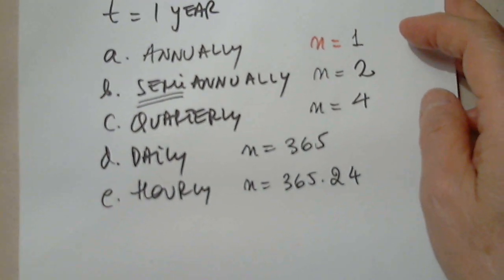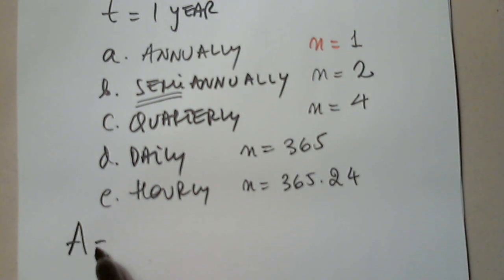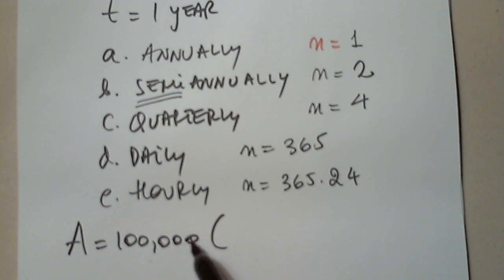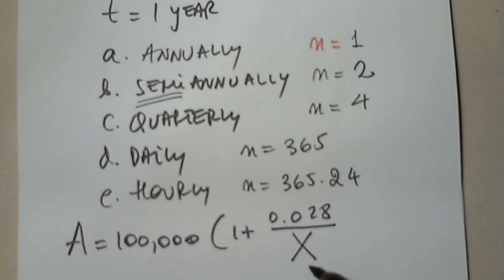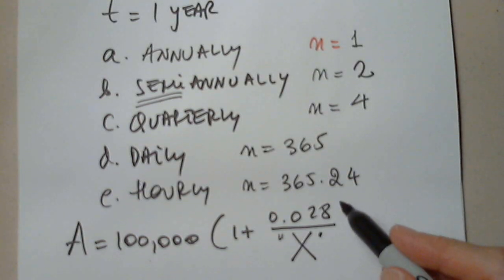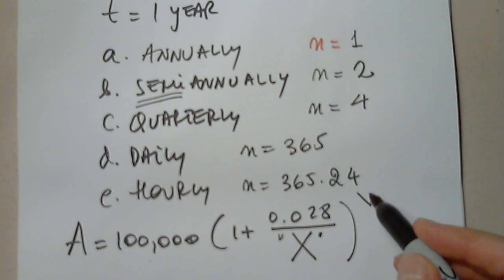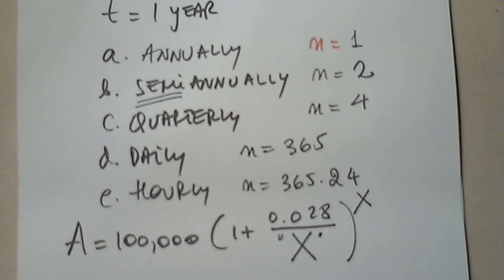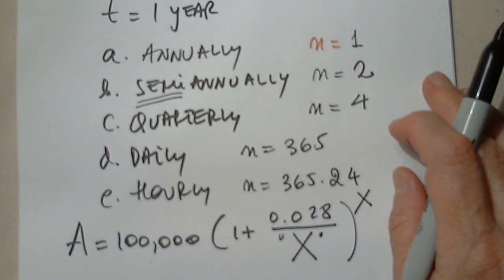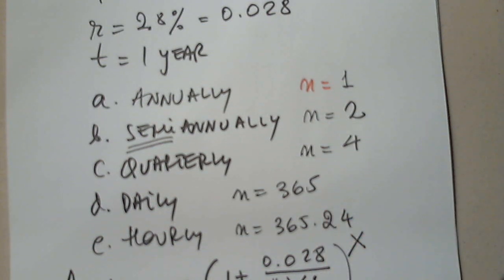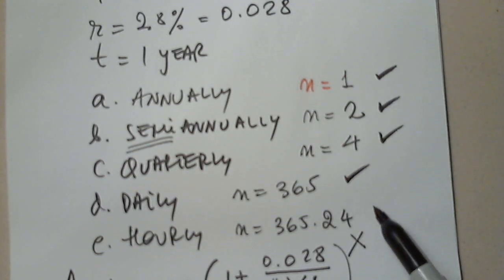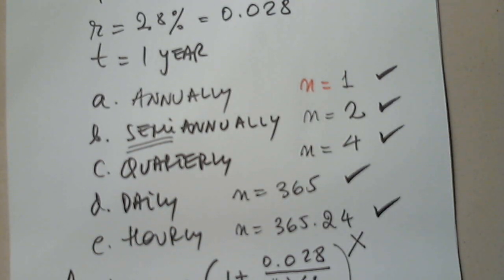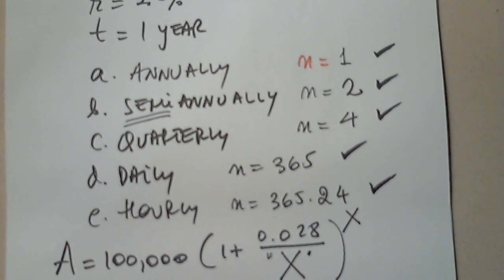The formula that I will enter in the graphing calculator would be this. 100,000 times (1 plus 0.028 divided by x). Why x? What about n? Well, the calculator doesn't have n. I will have to enter it as x, raised to power 1 times x. I'm going to enter this formula, and then quickly, in one blink, I'll replace x by 1, x by 2, x by 4, x by 365, and x by 365 times 24. So I don't have to repeat this process again.